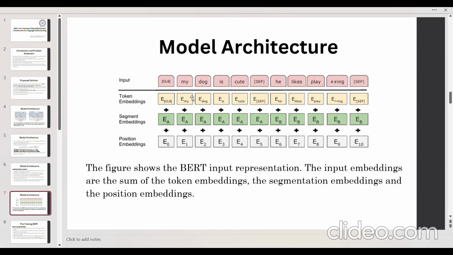This diagram shows the BERT input representation. As we can see, it contains the token embeddings, which are denoted by the actual words, and the CLS token, and the sentences are separated by the SEP token. Here, this layer consists of the segment embeddings, and these are the positional embeddings, denoting the position of each word or token in the sentence. And these three layers are summed together to form the final input representation.